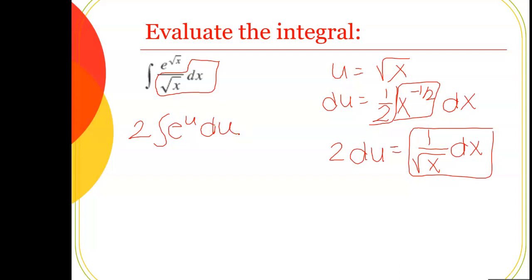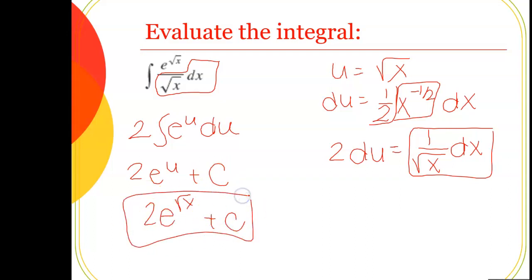Are we okay with that manipulation? Kind of see what I did? So then you get 2 e to the u plus c, or 2 e to the square root of x plus c.